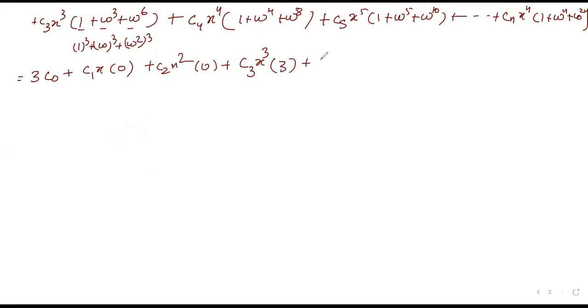Again, C4, x raised to the power 4. These are the fourth power of cube root of unity. That will become 0. Again, C5, x raised to the fifth power of cube root of unity, 0. Again, C6, x raised to the power 6, the sixth power of cube root of unity. That will become 0.